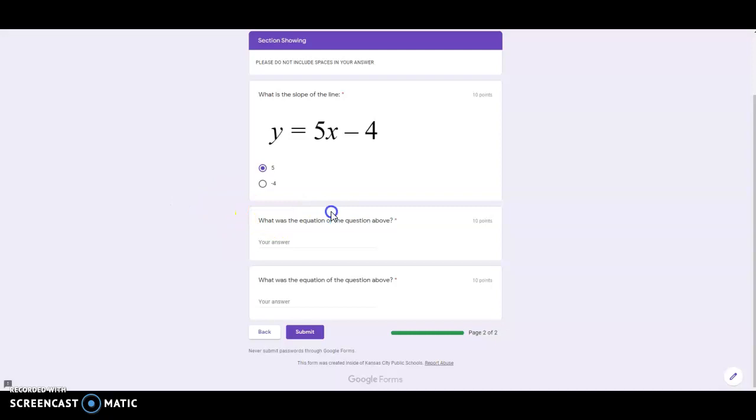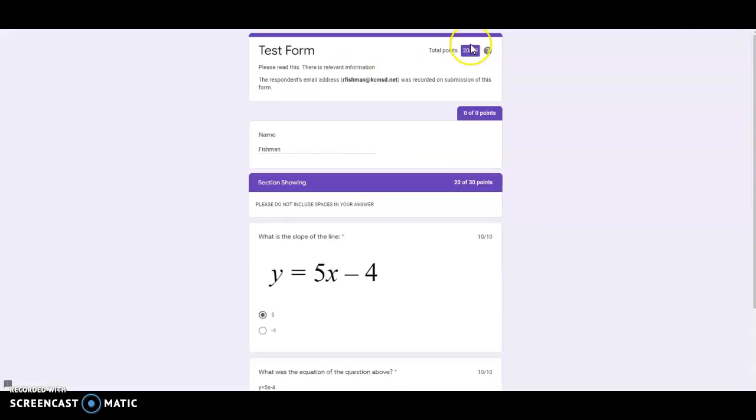Now, what was the equation to the question above? This is the importance of why I don't want you to include spaces in your answer. I'm going to give one answer where I don't and one answer where I do. Both answers are perfectly correct. You can see they're the same thing. The computer will only note the correct answer if you don't include spaces, so please don't include that.